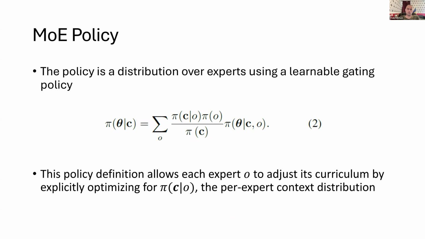Sure, but this whole ratio is just nothing but p of o given c, right? Yeah, exactly. So if it is probabilities, then of course once you sum over o, it should give you one. Yep, absolutely.